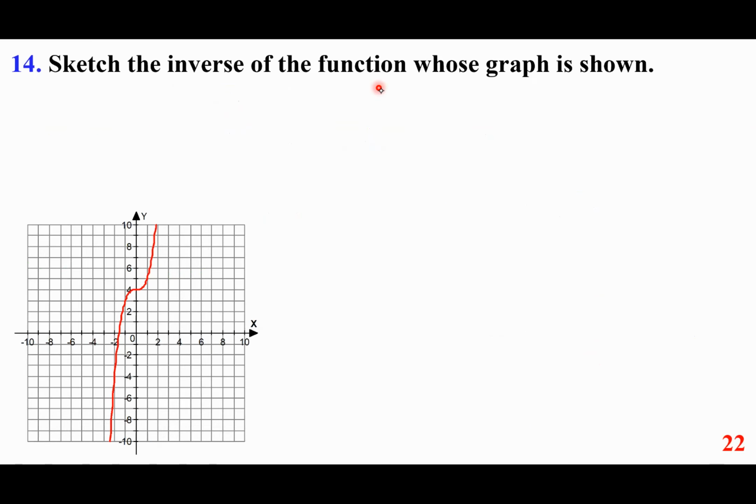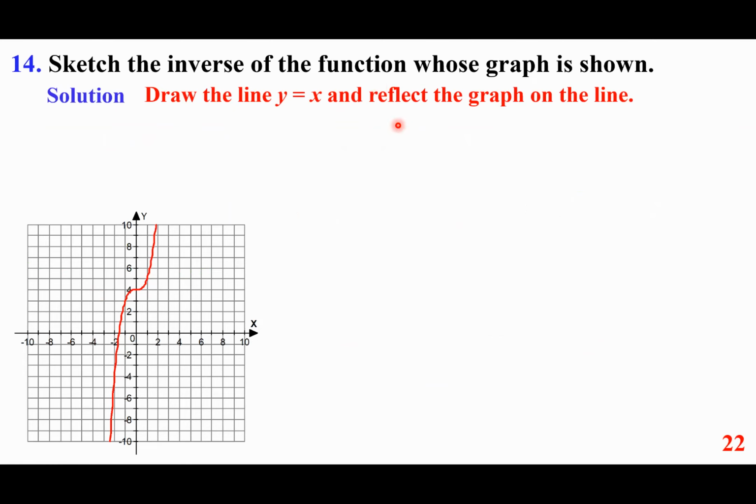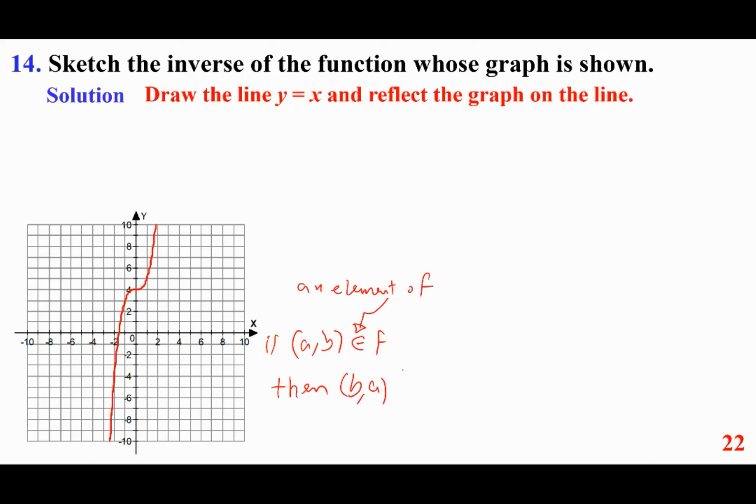We are given a function and we want to sketch the inverse whose graph is shown. In general, you can draw a line y equals x, which goes through the origin, and then reflect it with respect to that line. And if it's hard to see the concept, all you have to do is pick easy pairs and interchange them. So what I'm going to write at the bottom, and I'm going to remind you, is this. If the pair A comma B belongs to f, this is an element of, this is how you read it, then B comma A belongs to its inverse.